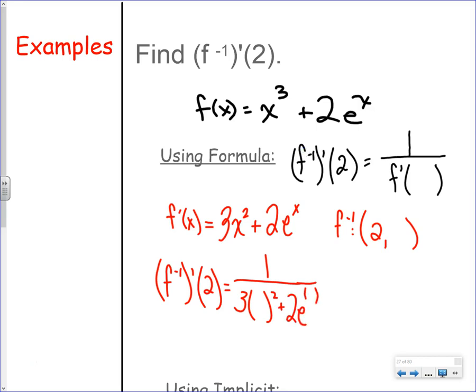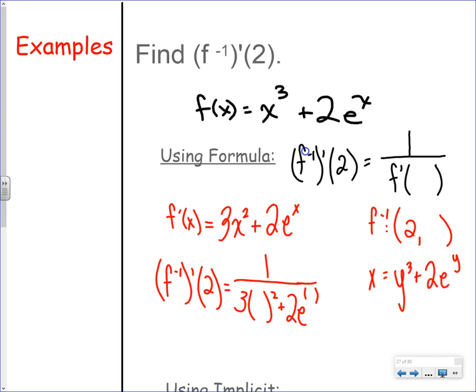I'm ready, but I'm missing who to plug in. So I have to come over here to this side and say, all right, 2 is the x of the inverse. Oh, wait, where is the inverse? I don't see the inverse. Do you see the inverse? Let's make it by switching x and y. So we're going to put x on this side, and we have y cubed plus 2e to the y. Now do I have an inverse? Yes. Where does the 2 get plugged into? He's an x because of his placement up here. So I'm going to put 2 in the x spot.